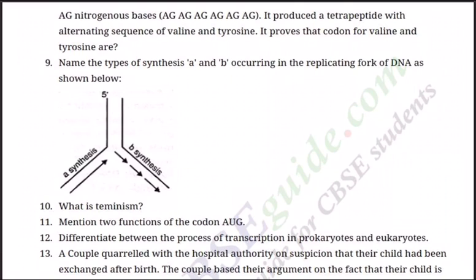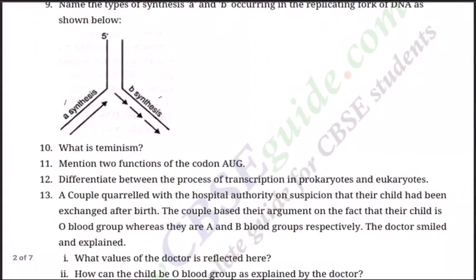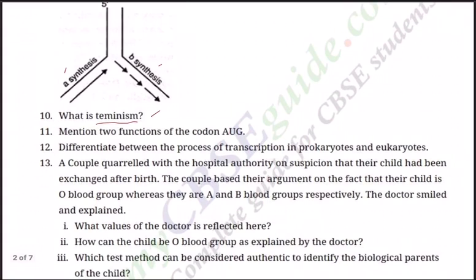Question number 9. Name the types of synthesis, A synthesis and B synthesis, occurring in the replicating fork of DNA as shown below. Next, question number 10. What is teminism? Repeatedly this question is asked. Important question. Question number 11. Mention two functions of codon AUG. Of course, you know it is the initiating codon, AUG.